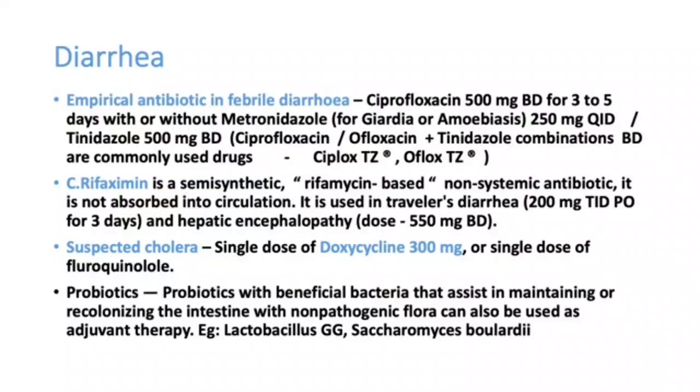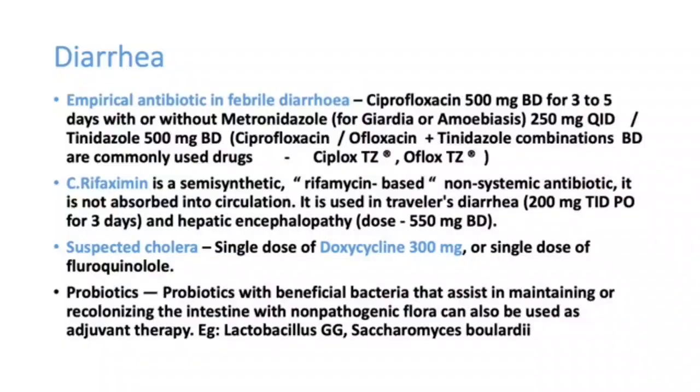But if the patient is having fever or abdominal pain and diarrhea, there are different classes of drugs. One important drug is rifaximin. It's a non-absorbable antibiotic. It's mainly used in hepatic encephalopathy. It can also be used in travelers diarrhea. 200 to 400 milligram TID is the dose that can be given. In hepatic encephalopathy, a slightly higher dose is required, 550 milligram BD. But in routine travelers diarrhea, 200 milligram TID is enough.